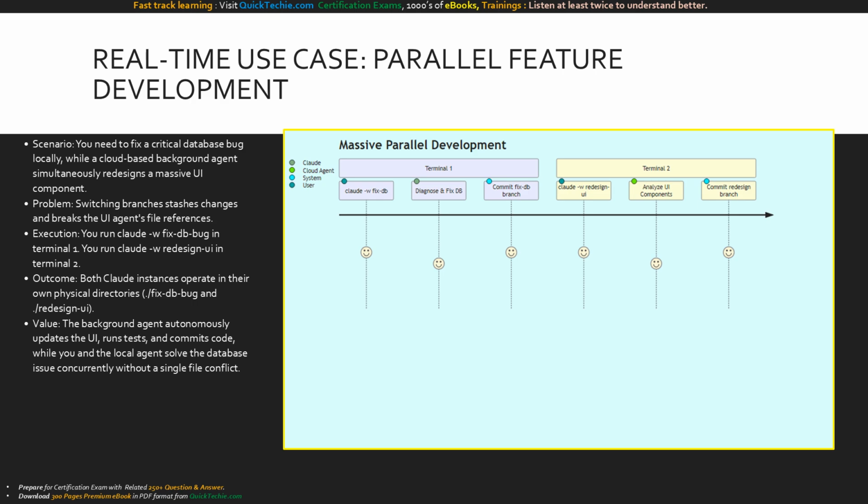In Terminal 1, the user launches the database fix worktree, and Claude works sequentially to diagnose, fix, and commit the code. Simultaneously, in Terminal 2, a separate instance launches the redesign worktree. The Claude agent independently analyzes UI components and commits its branch. Two distinct streams of productivity happening at the exact same time.